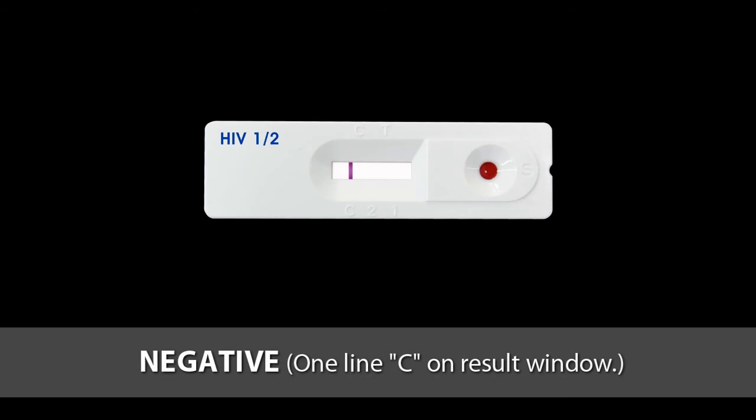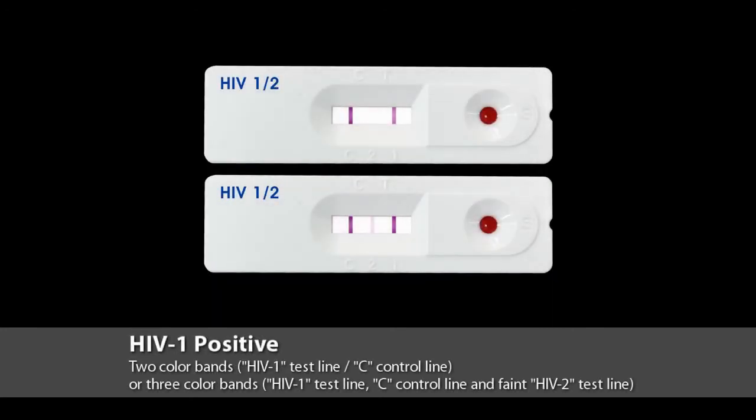Only one line C on the result window means negative. 2 color bands on the 1 and C line, or 3 color bands on the 1 line, C line, and faint 2 line mean HIV type 1 positive. 2 color bands on the 2 and C line, or 3 color bands on the 2 line, C line, and faint 1 line mean HIV type 2 positive.